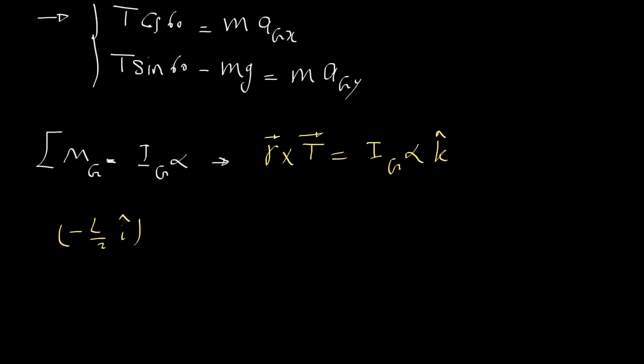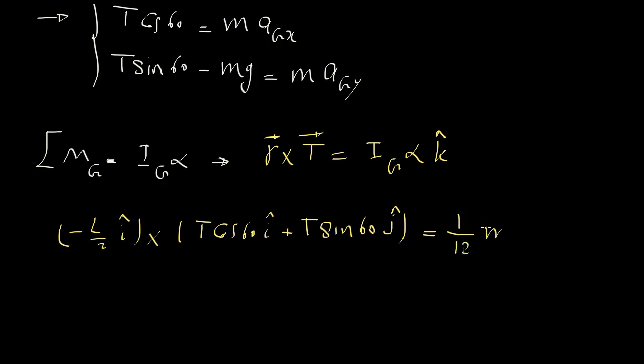So we want to calculate the moment of that force. This is r cross T cosine 60 in the i direction plus T sine 60 in the j direction, and this is equal to I_G alpha. And we know for a rod, this is 1 over 12, so 1 over 12 m L squared alpha k. So here i cross i is 0 and i cross j is k.